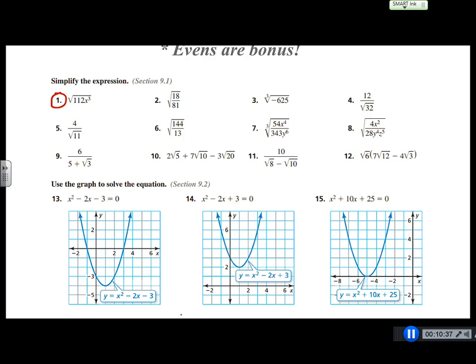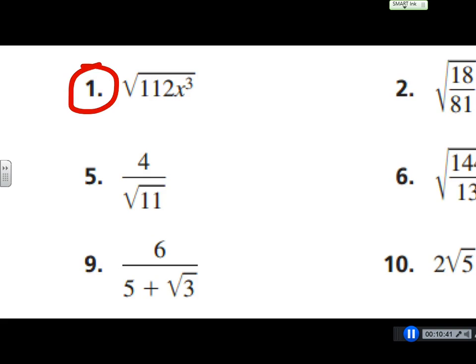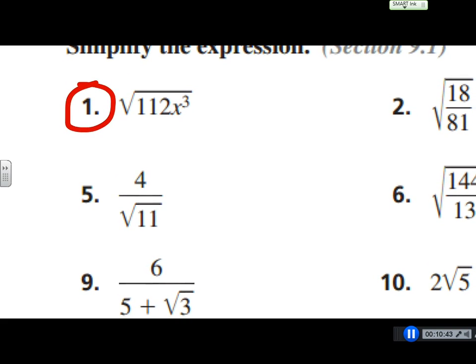Quiet down. We need to split up this 112. So I'm going to go ahead and zoom in on it. We need to split up what's underneath. The product property of square root says we can take the square root of the number times the square root of the variable. We're allowed to split up the square roots when there's multiplication or division going on. Now we have to ask ourselves, are there any pairs? Remember, square root, pairs of 2. Are there any squares? Yes.